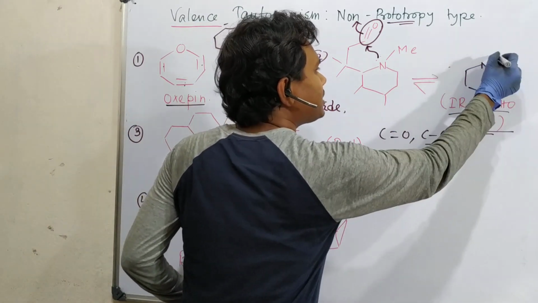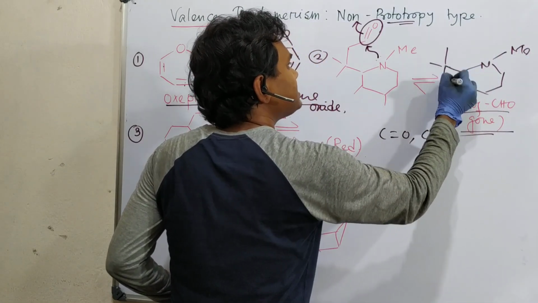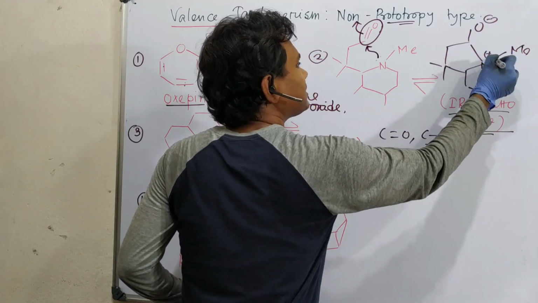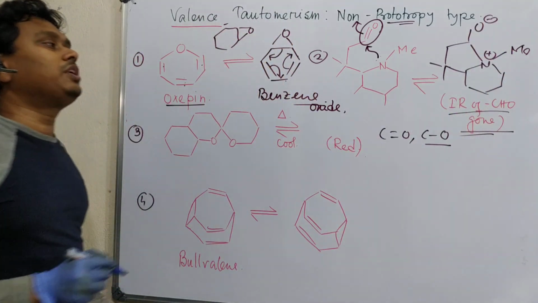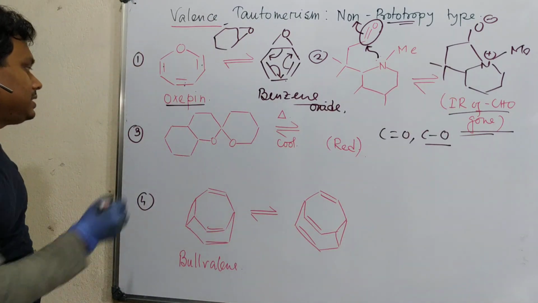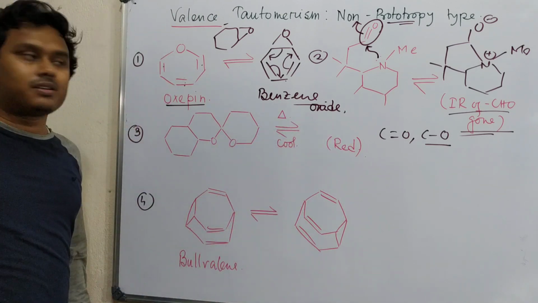See, the lone pair of nitrogen was free, so it can attack. And this is the O minus. See, because of this, the C single bond O stretching frequency appears. Similarly, in case of the third compound, if this compound is heated, it produces a red compound.